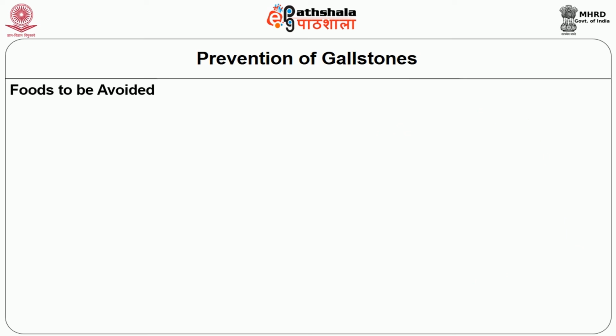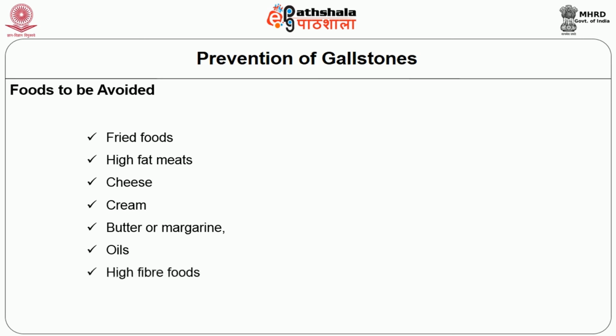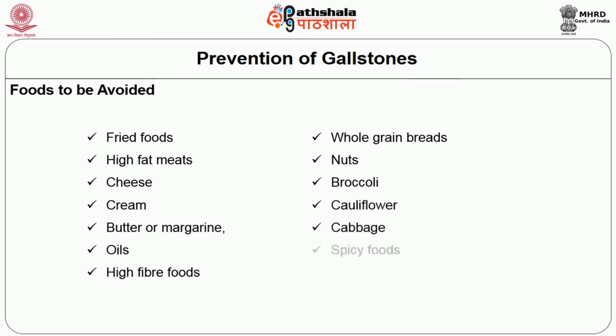Next, let's see the foods to be avoided. Mainly fried foods, high fat meats and dairy products like cheese, cream, foods made with butter or margarine, oils and high fiber foods, and gas producing foods like whole grain breads, nuts, broccoli, cauliflower, cabbage, etc. and spicy foods too. To summarize, cholelithiasis is a formation of gallstones in the absence of infection of the gallbladder.